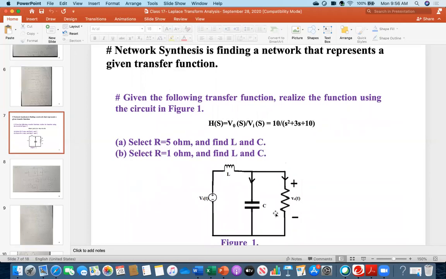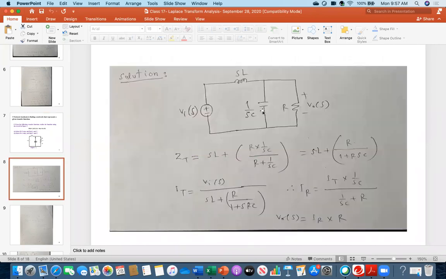So this is the circuit. This transfer function has been constructed from this circuit. What are the missing components or parameters? That's the question. So, two problems: when R is given, what is the value of L and C? That is called network synthesis. Constructing, building or realizing the circuit from the given transfer function is called network synthesis. So first we have to find the transfer function from this circuit and match it with the given transfer function. That is your task.